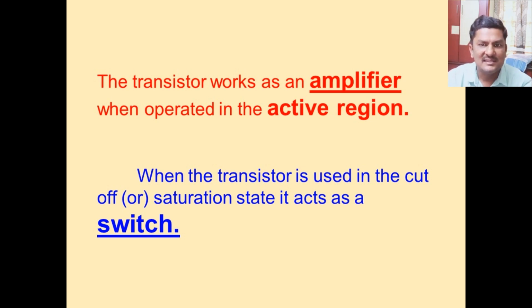So the transistor works as an amplifier when it is operated in the active region. This is a very important concept. For external circuits, logic gates, or whatever electronic devices, if we want to use the transistor as an amplifier, then the transistor should be operated in the active region only.